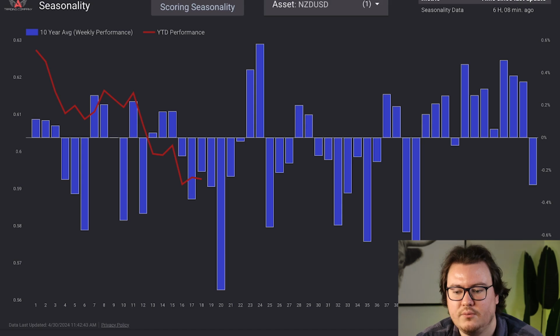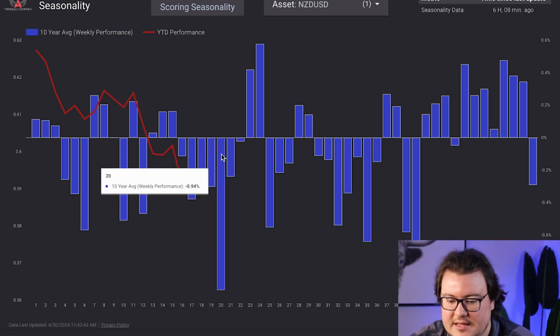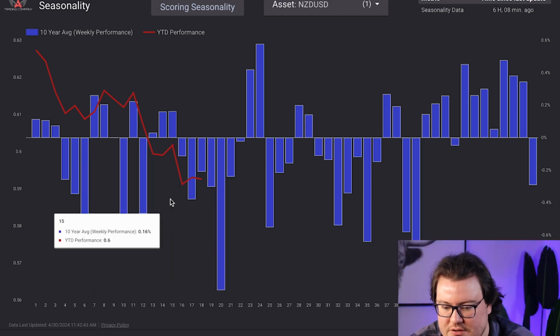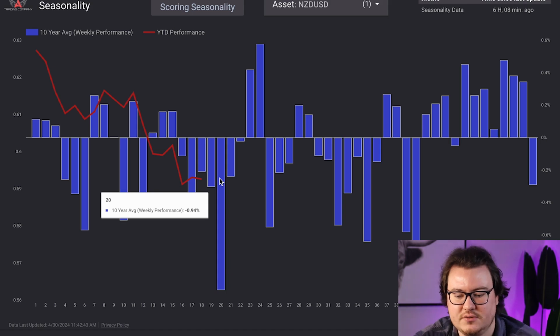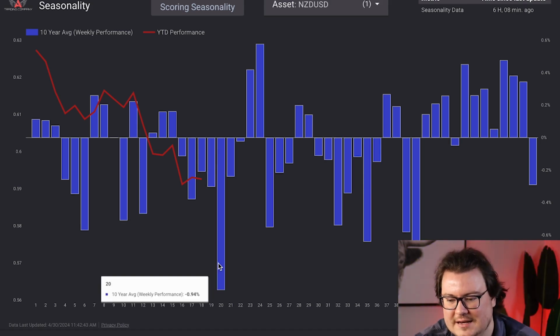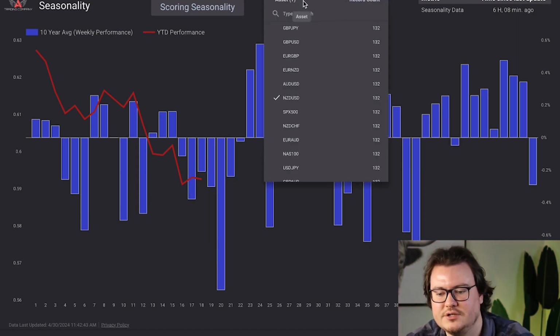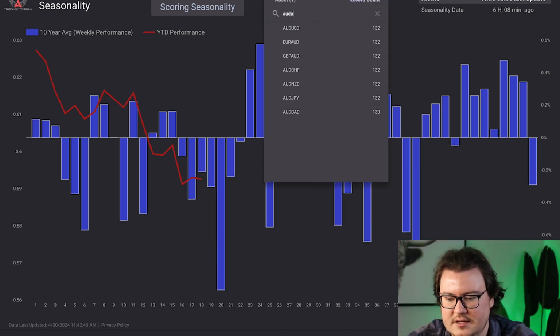So what did we see in the month of May from NZDUSD? We saw it trade lower, and the weekly chart shows just that. In fact, week 20, so in 2 weeks from now, is supposed to be historically a really bad week for NZDUSD. Finish up really quick with AUDUSD.